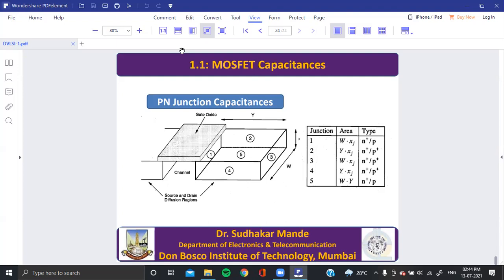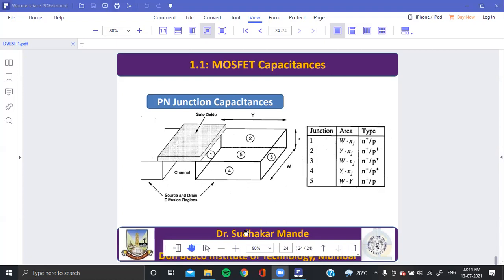What I will do is give you a small numerical. I will just share the whiteboard now. Can you see the whiteboard? Yes. Now suppose this is a MOSFET.